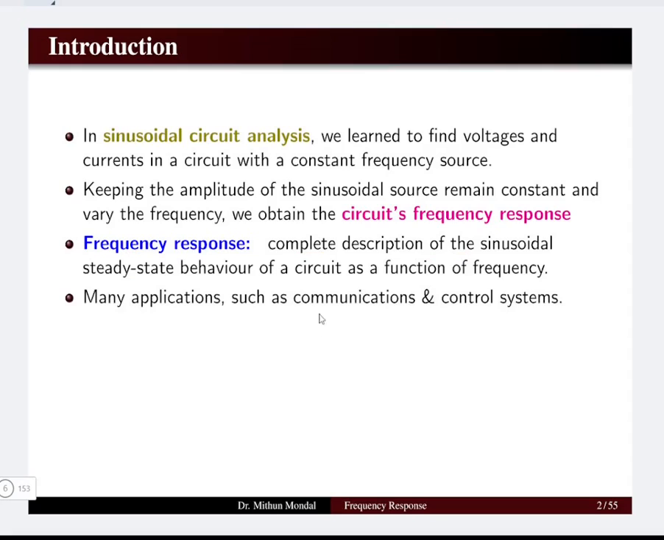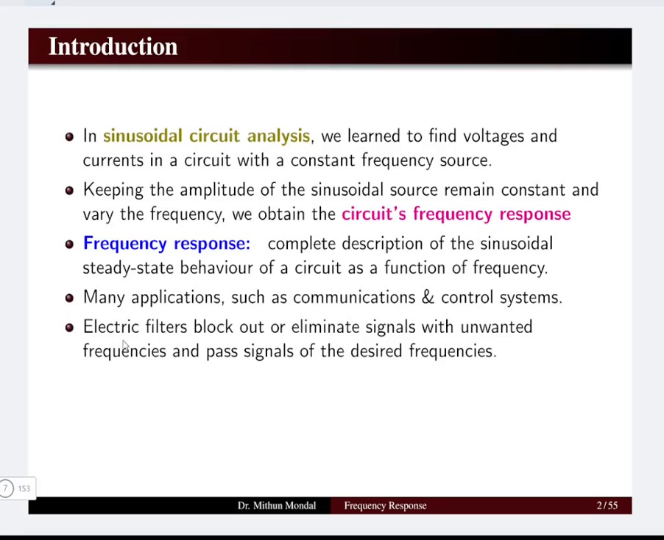There are several applications, like in communication networks and control systems, where the frequency response computation of the system will be required. One special example which requires the frequency response is electric filters, which block out or eliminate the signals with unwanted frequency. So whatever the frequency is not required, that will be eliminated, and whatever the frequency is required, that will be passed for the desired frequency range. So that will require the concept of the frequency response analysis.